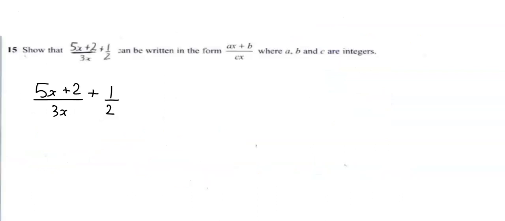And in this case, I'm concerned with fraction arithmetic in algebra. So I make the bottom numbers the same by multiplying them together. So I've got 6x there, and I've got 6x there. I multiply the 5x plus 2 by 2, so I get 10x plus 4, because I'm doing that. And 3x times 1.